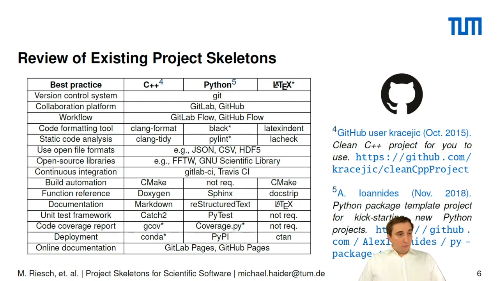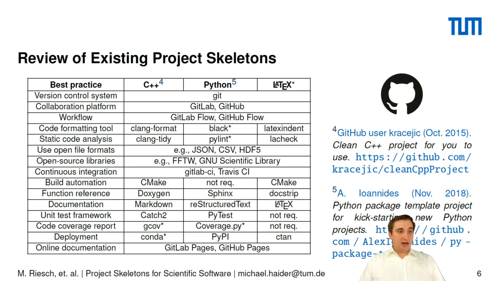So for the version control system, basically all of the implementations for project skeletons that we found use it. So for C++, we have this project here. For Python, we have this project, both hosted on GitHub. And they all use Git as a version control system, which is the quasi-standard in software development today.